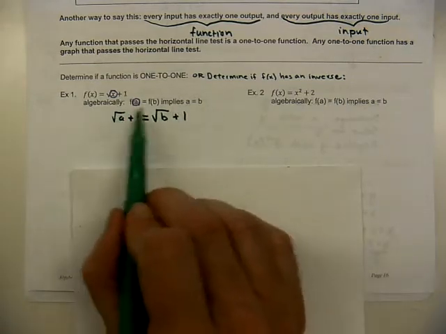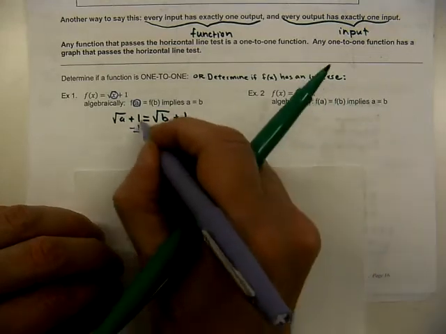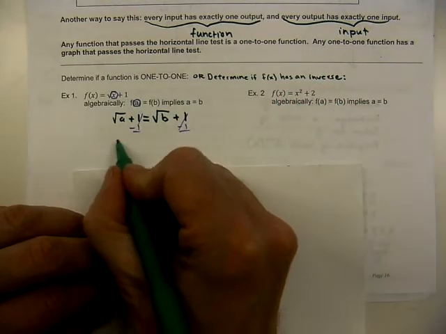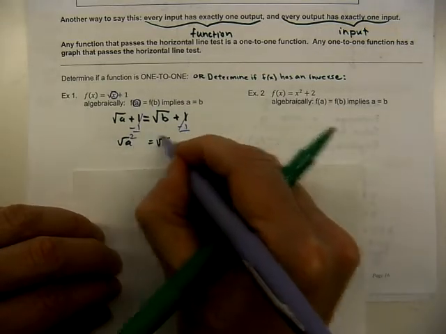So let's see if we can solve for A. I'm going to move my constant terms to the other side. They cancel out, of course. Let's square both sides to eliminate the square root.